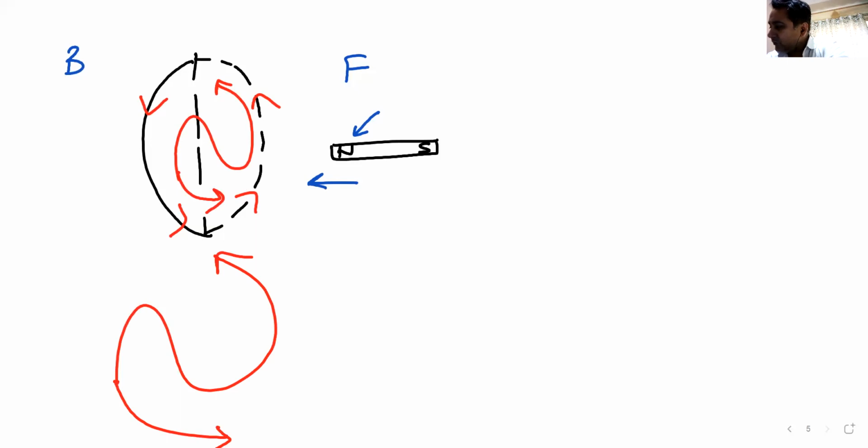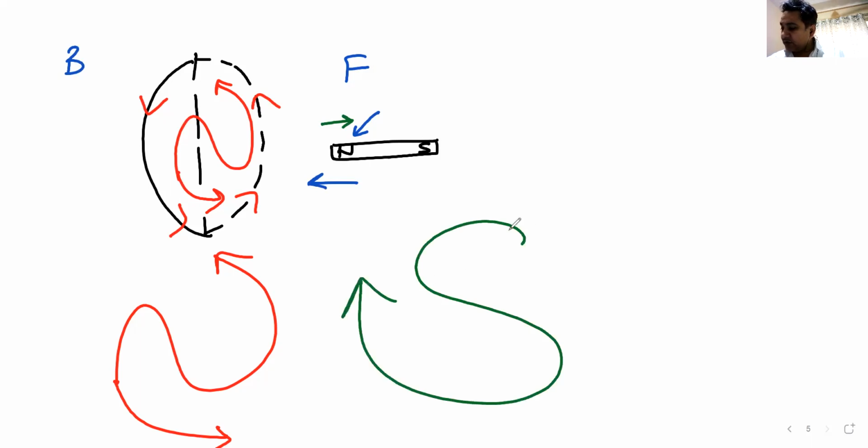Yes, sir. If I pull it back, you have to bring north closer, so you have to create south. If you have to create south, you write S for south like this. So south means clockwise basically. Okay? Yes, sir.